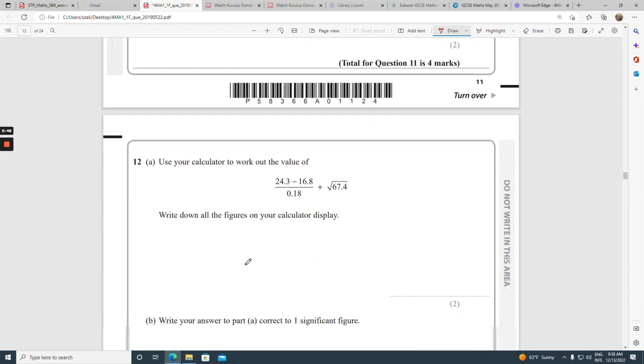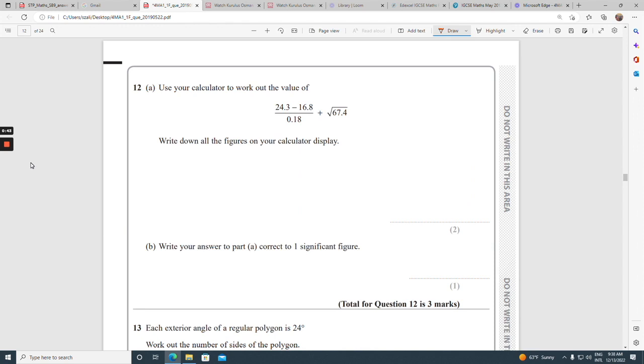Let's move on to the next question. Use your calculator to work out the value of this. The main motive of this question is to check that you can use a calculator properly. When you write this whole thing on your calculator, you will find the answer is 49.87641697. In the next question, they're asking us to write the answer correct to one significant figure. The first digit is the significant figure. We'll draw a line and round. The next digit is 9, so it will round up. It will be 5 and 0, and after the decimal, whatever is there, we'll ignore it. So the answer is 50.